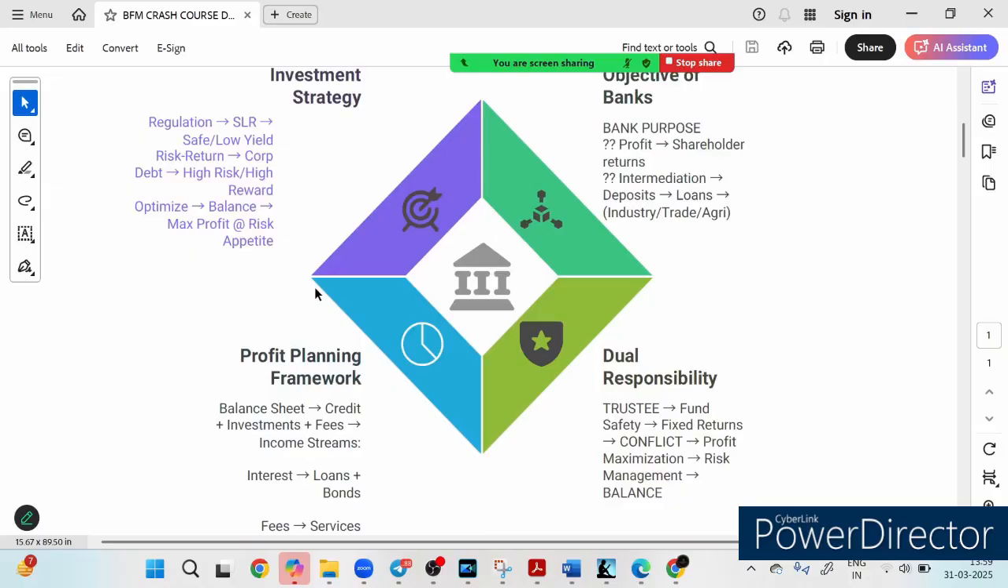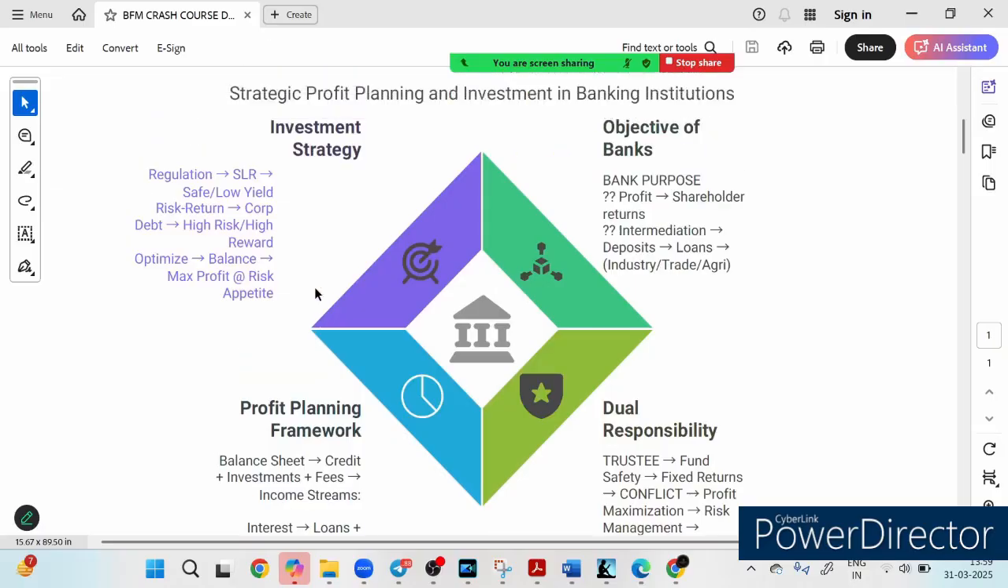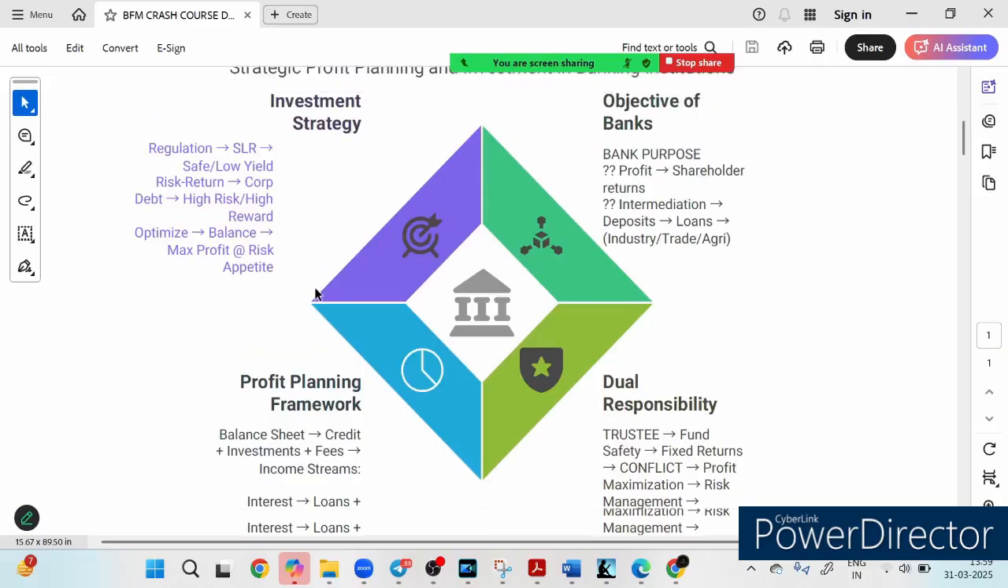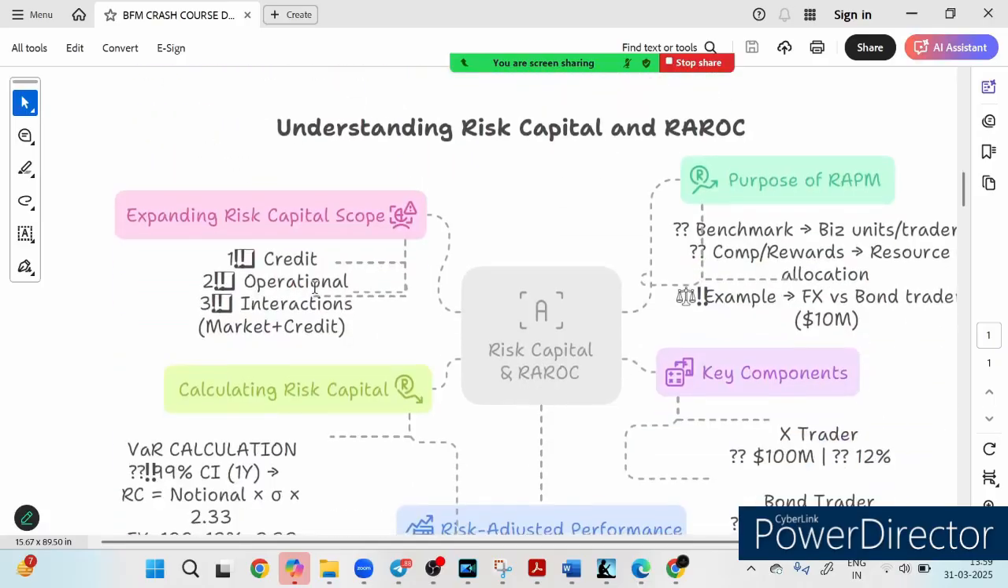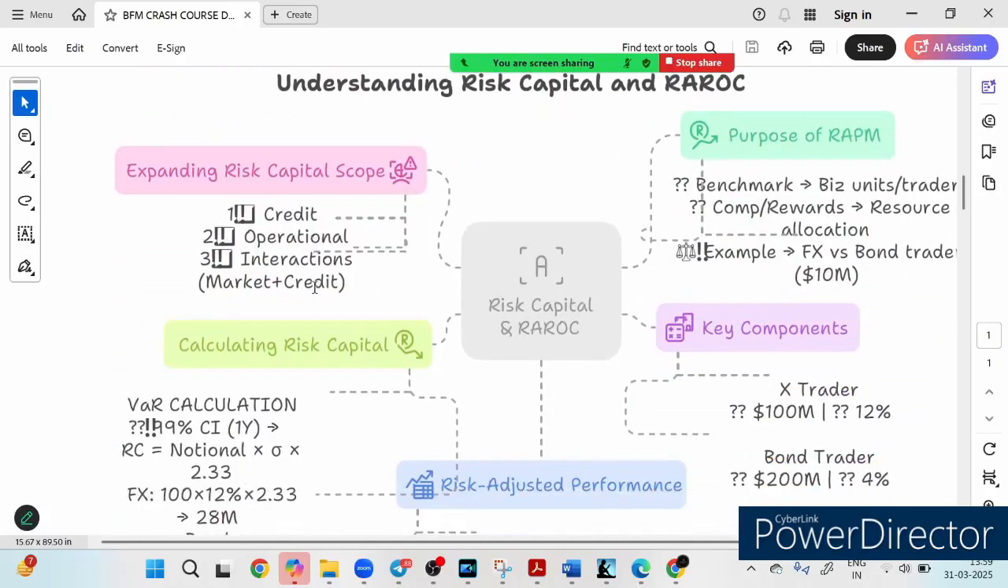So we have discussed the profit framework planning, the investment strategy, the objective of a bank, and dual responsibility. Every aspect has been considered. Now friends, let's look at this diagram, and every aspect of this chapter will be crystal clear to you after going through it. This is the essence of our crash course, that we try to provide you every detail in a single diagram. This will help you at the time of revision.